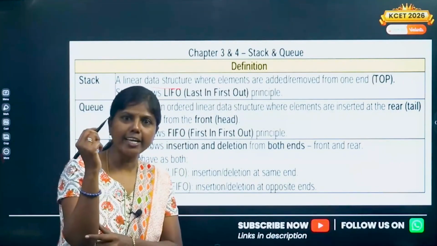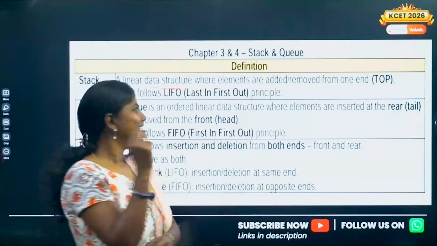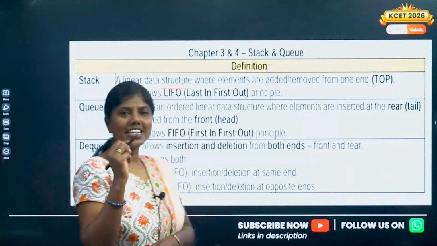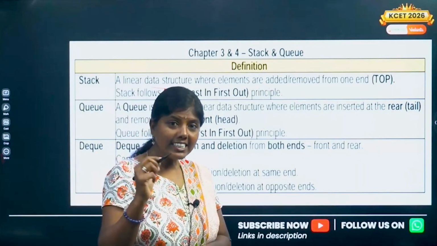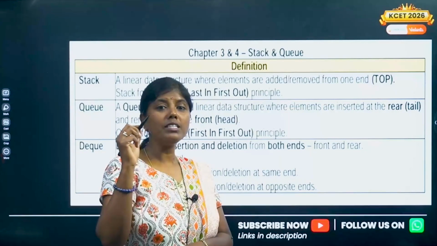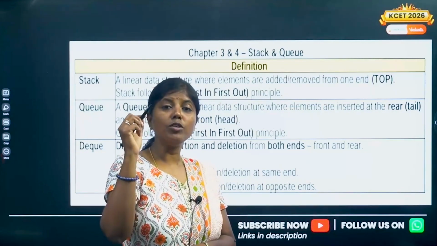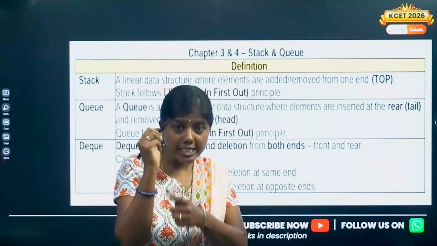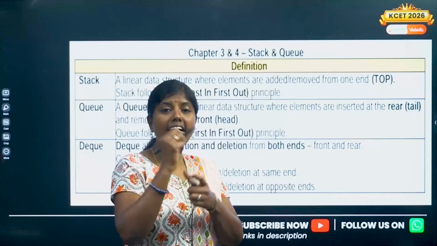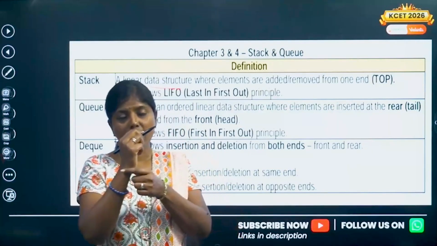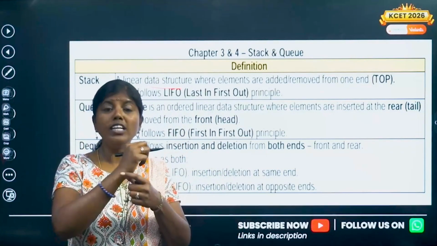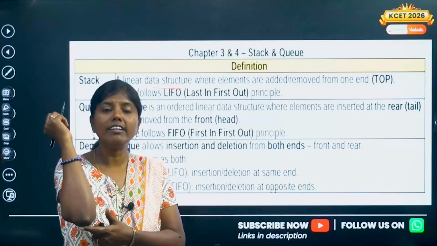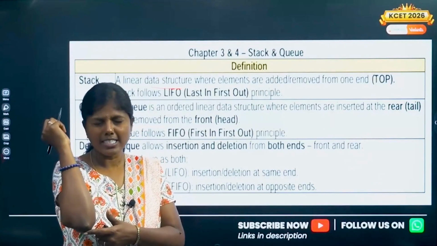Let's consider a stack of bangles. What do you mean by stack here? Stack is basically a linear data structure where the elements are added or removed only from one end. If you consider a stack of bangles, I can add the bangles or remove the bangles only from this end. I can't add or remove from this end. Isn't it as simple as that?